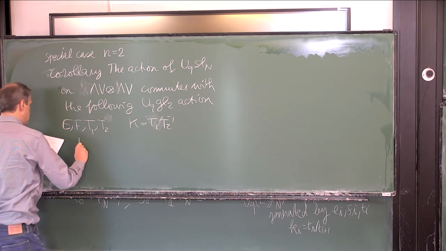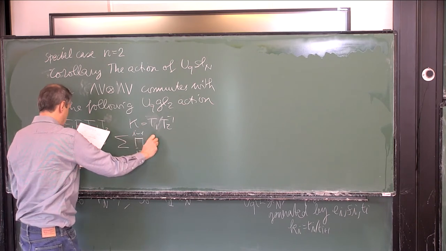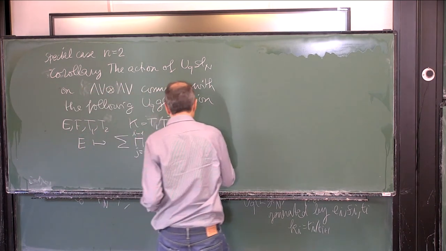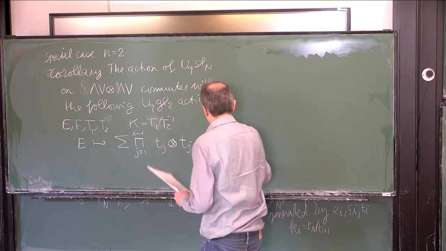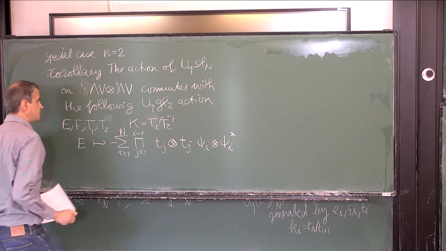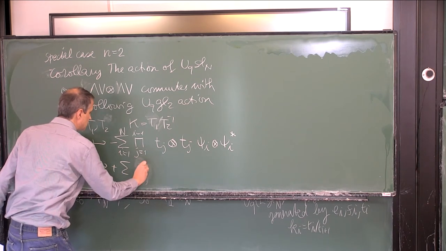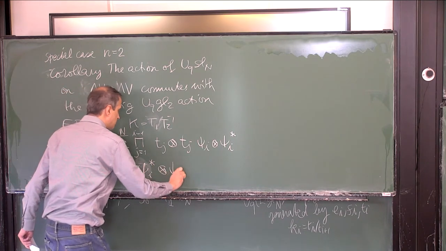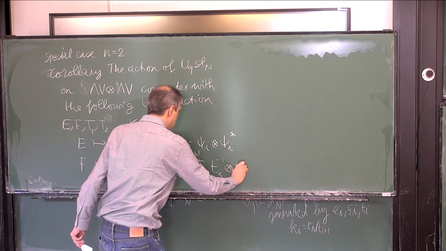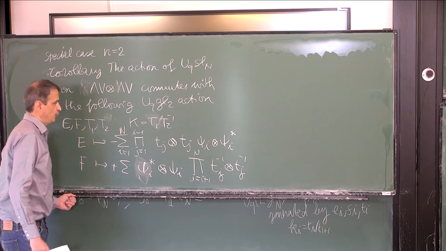And so E acts as the sum, product J equal 1 to I minus 1 of dj, I write it as tensor in the tensor product notation, psi times psi star, and there is a little minus if you write it this way here, but I don't go into the details. And F maps to plus some product psi I star times psi I, product j equal to I plus 1 to n of ti inverse times dj inverse. So this is a translation of this same fact.